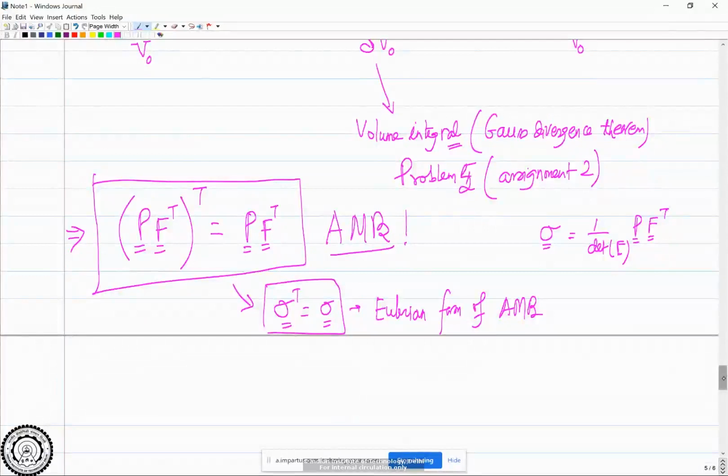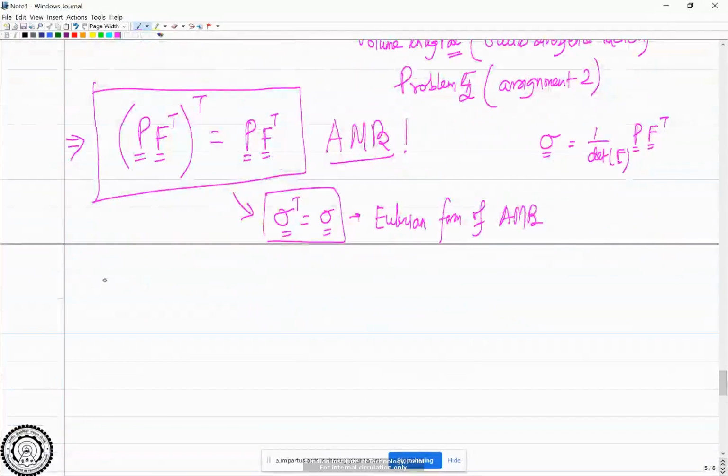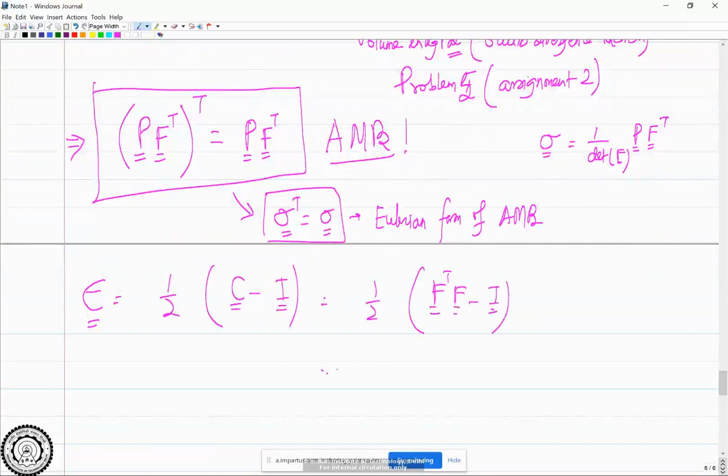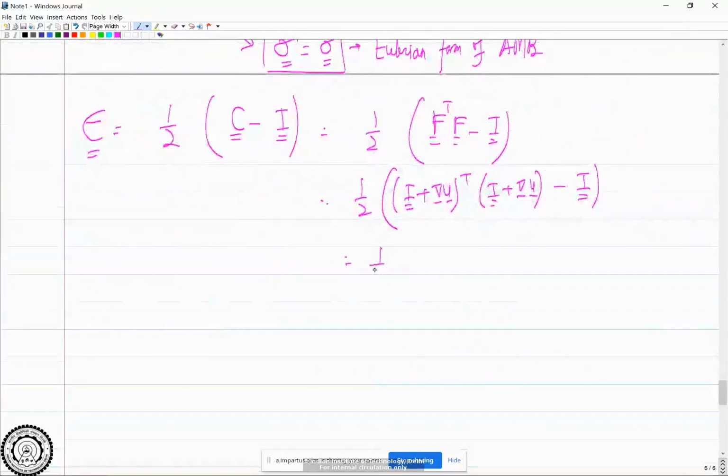See, the strain that we have here is epsilon equal to half of C minus I, which is half of F transpose F minus I. When you put F as I plus grad U, transpose, into I plus grad U, minus I, this becomes half of grad U plus grad U transpose plus grad U transpose into grad U. So this is the Lagrangian strain tensor, the finite strain tensor.